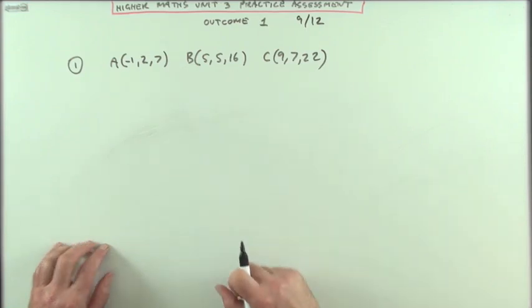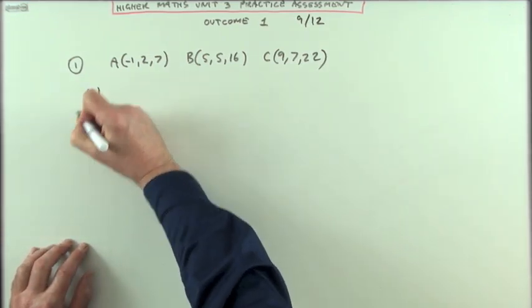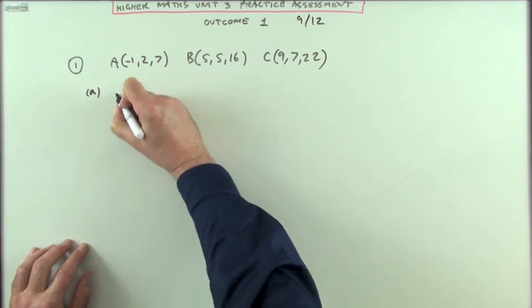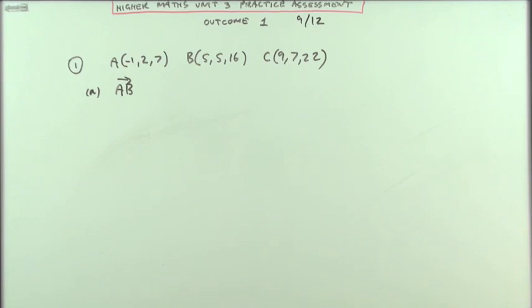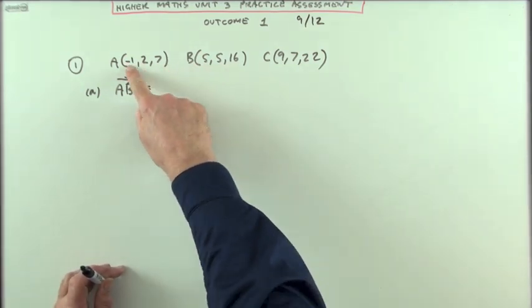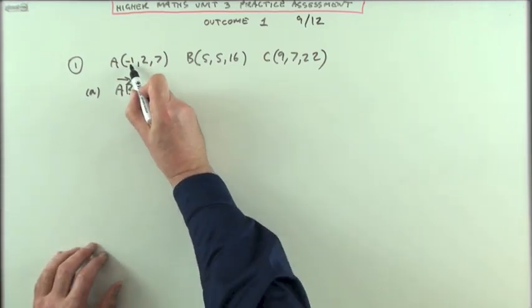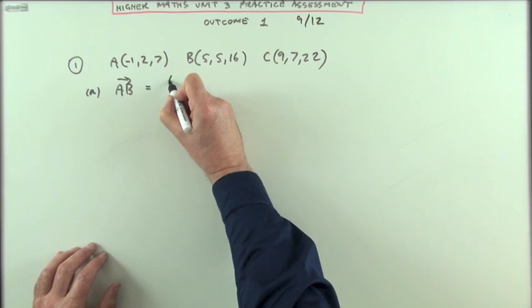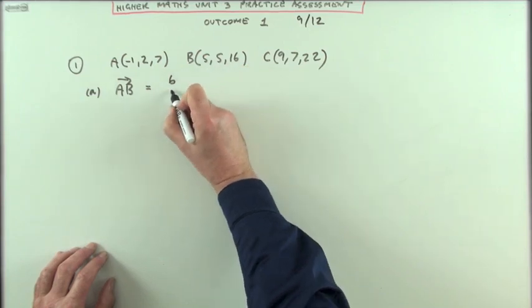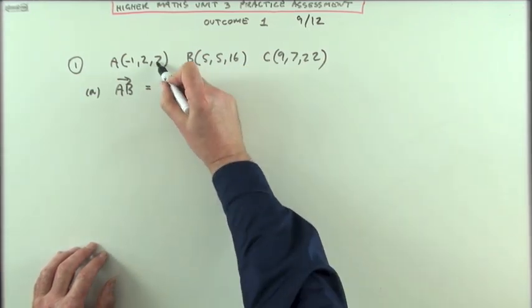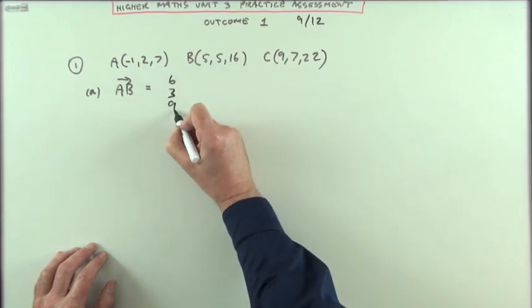Now this is a 4-mark question. The first part is just for saying what are the components of the move from A to B. Now, there's only 1 mark, and quite simply you could just state it by obviously looking at the moves required. You could simply say, well, I've gone from -1 to 5, so I've gone 6 along the x. I've gone from 2 to 5, so that's an increase of 3. And I've gone from 7 to 16, so that's an increase of 9.